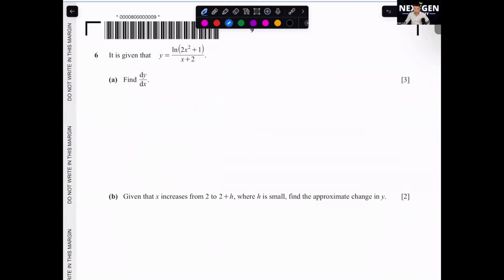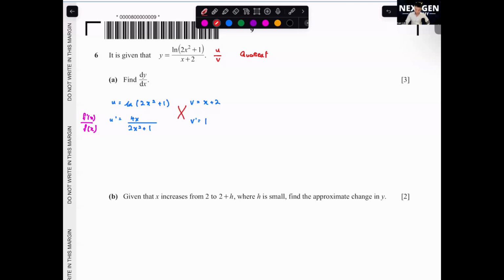Number 5, differentiation. As you can see, the entire paper will have a lot of differentiation and integration questions, so master your entire calculus if you want to get good results. Number 6, it is given y equals ln of 2x squared plus 1, over x plus 2. Find dy over dx. This is u over v, so this one is the quotient rule. u is ln of 2x squared plus 1, v is x plus 2. For u prime, do you all remember how to differentiate ln f(x)? We get f prime x over f(x). So you differentiate what's inside the bracket and put it in the numerator, so it'll be 4x over 2x squared plus 1. v prime is equal to 1.